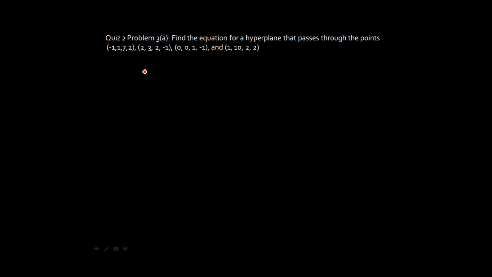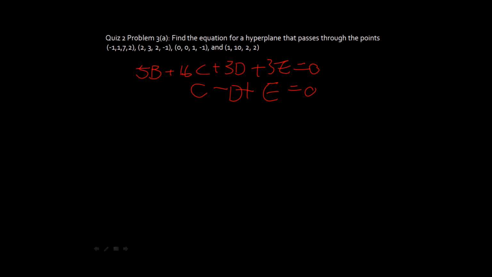Next, I'm just copying what I have on the first slide. I have 5b, 16c, 3d, 3e. This is my first equation. The second one is c, minus d, plus e equals 0. And I have 11b, 9c, 4d, and 2e here. So what I have here is a set of 3 equations.